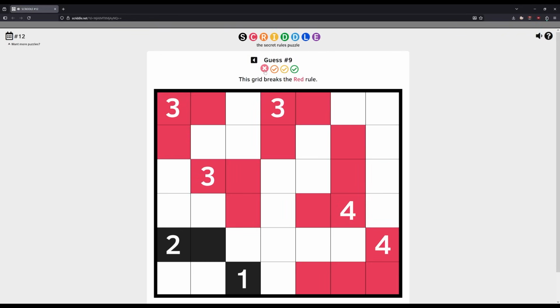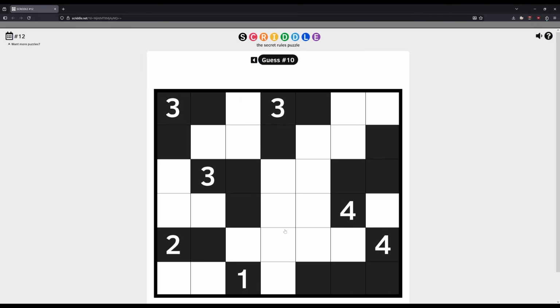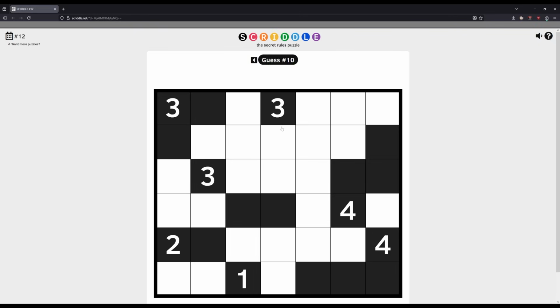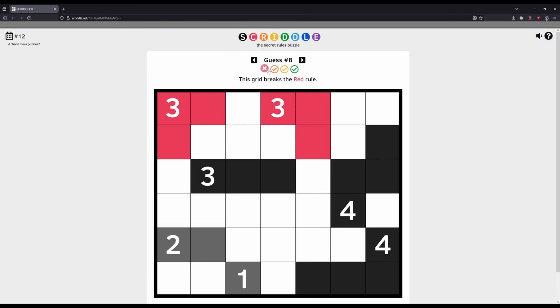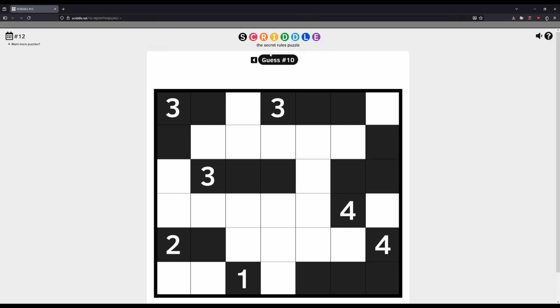Hasn't really changed much. I mean, it's just bad. Is it something like, I bet it, well no, because we did, this still broke the red rule, yeah. Maybe it's that they can't be connected to something that uses the same shape? That would be so weird if that was the case.